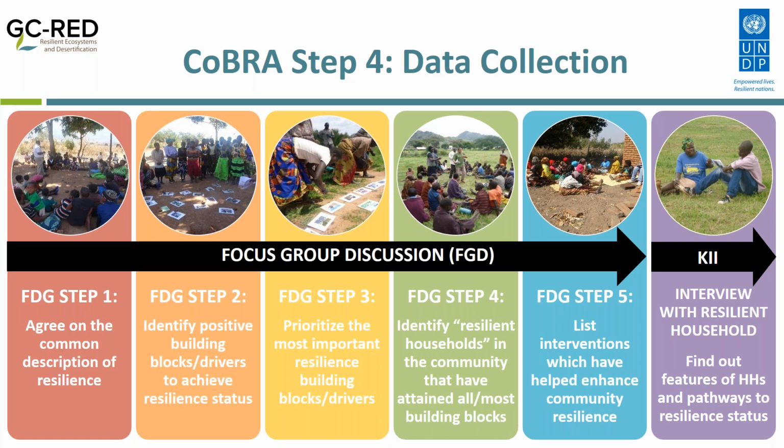For bringing out those factors, we use different tools such as graphic cards and beans for scoring purposes. After identifying those building blocks of resilience, the next step is to identify households in their own community who have attained most, if not all, of these priority resilience building blocks. These people are called nominated resilient households. And then participants also jointly come up with the actual past interventions which best contributed to attaining the resilience building blocks.